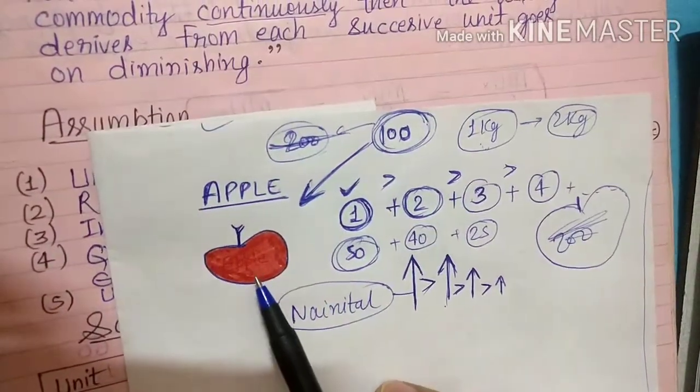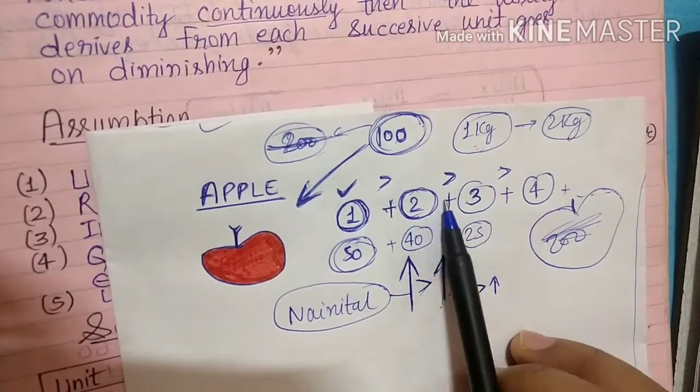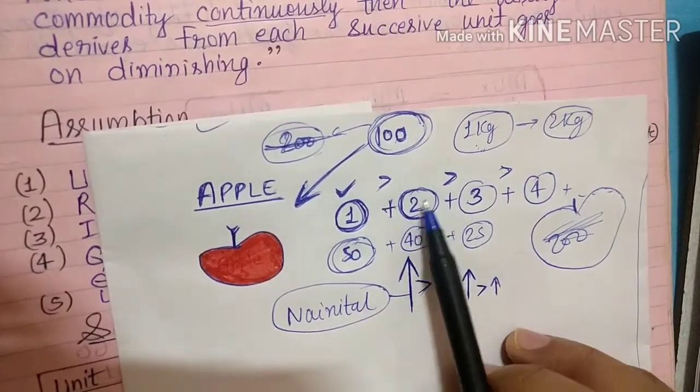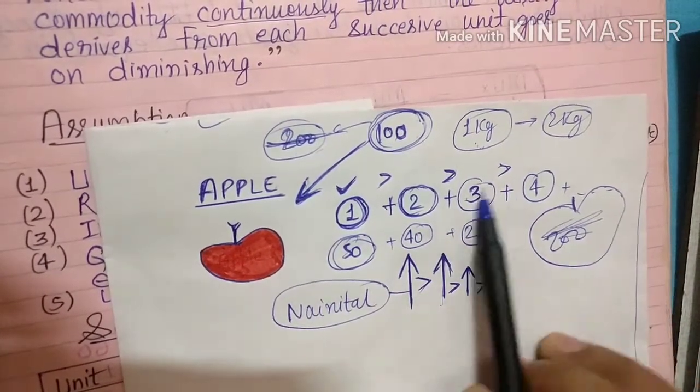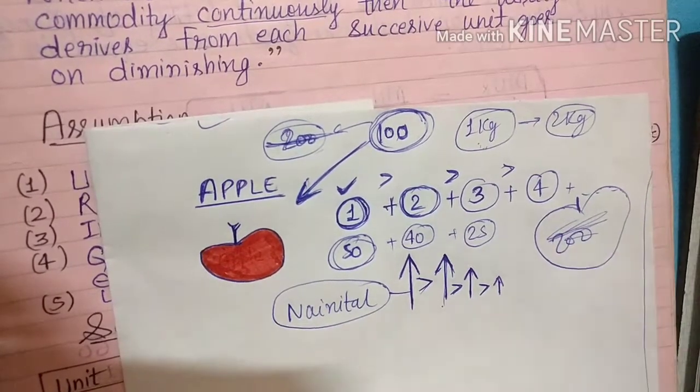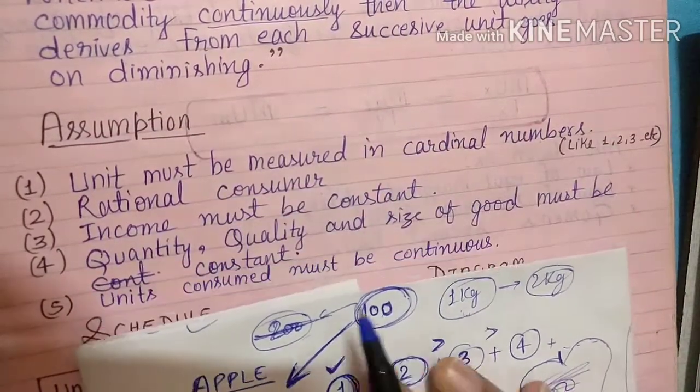So what? The units consumed must be continuous. That one apple we have taken, then after eating one apple, we take the second apple, and just after eating the second apple, we again take the third apple. So it should be continuous. The consumption should be continuous. It's not like that after every few hours.